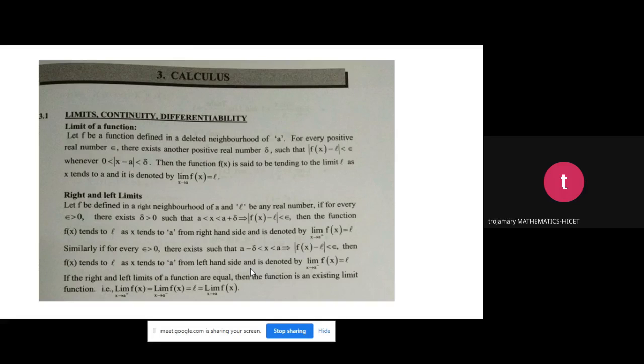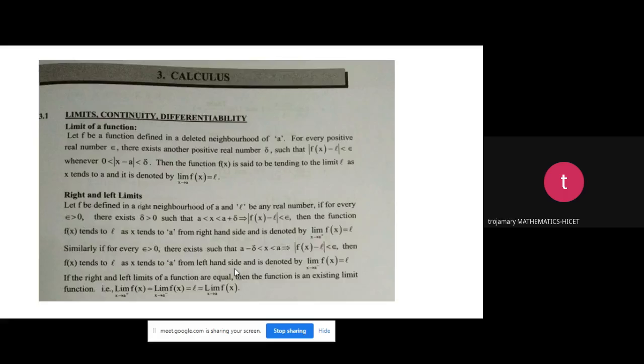The literal meaning of the limit is, for the given function f of x, if x tends to some value a, then the value of the function is limited to L. This is the meaning of limit x tends to a f of x equal to L. If f is defined in a right neighborhood of a and L is any real number, then it is said to be a right limit. Similarly, if f is defined on a left neighborhood of a, then the limit is said to be a left limit.